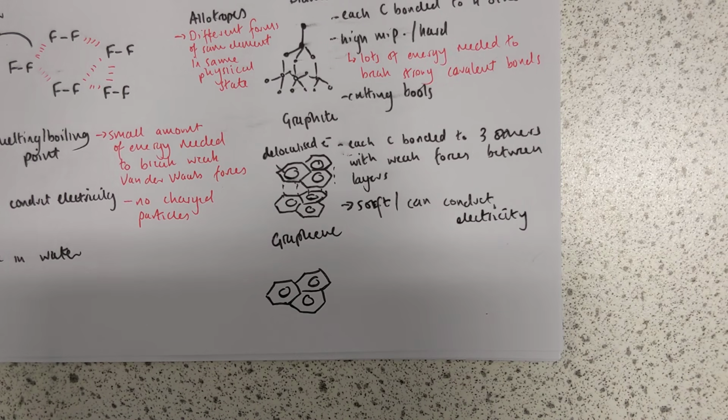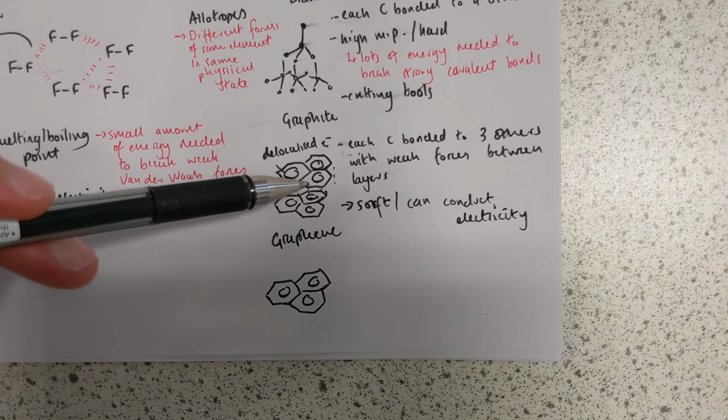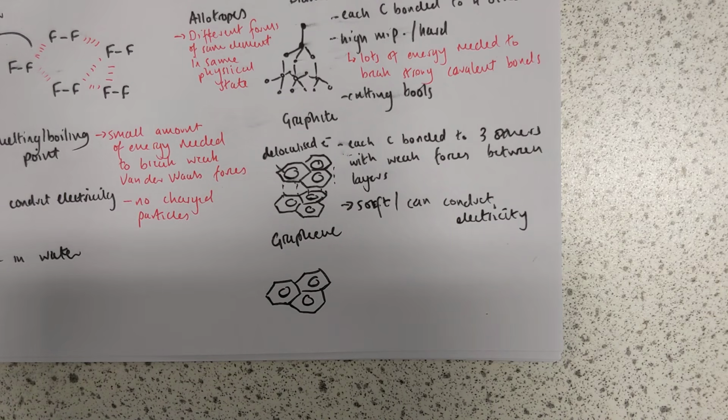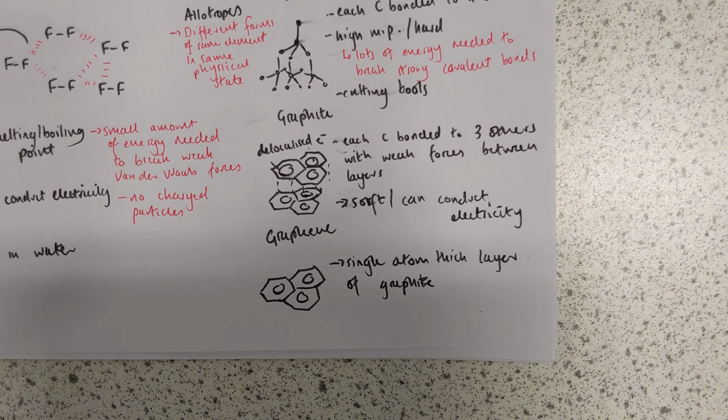The final allotrope of carbon is graphene. Graphene is very similar to graphite. The only difference with graphene is that it's one single layer of hexagonal rings, not many layers like you get for graphite. So we describe that as a single atom thick layer of graphite. In terms of properties, it's got a high melting point because of all the strong covalent bonds. It's also very strong and very flexible because of those bonds. It's a good conductor because it's still got delocalized electrons. And in terms of what it's used for, it's got a lot of potential in use for batteries and solar cells.